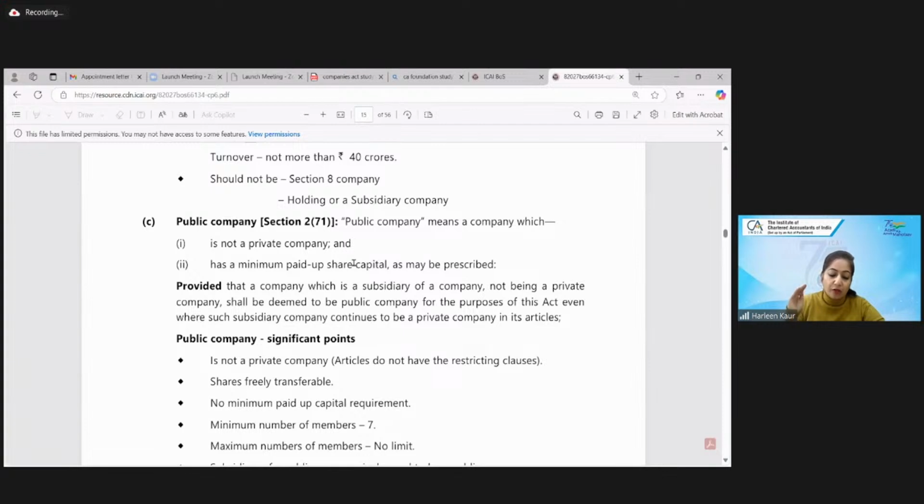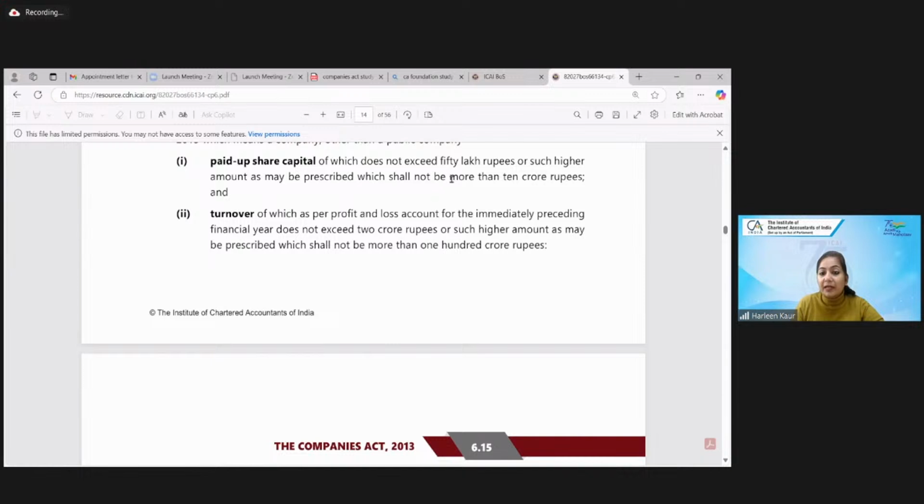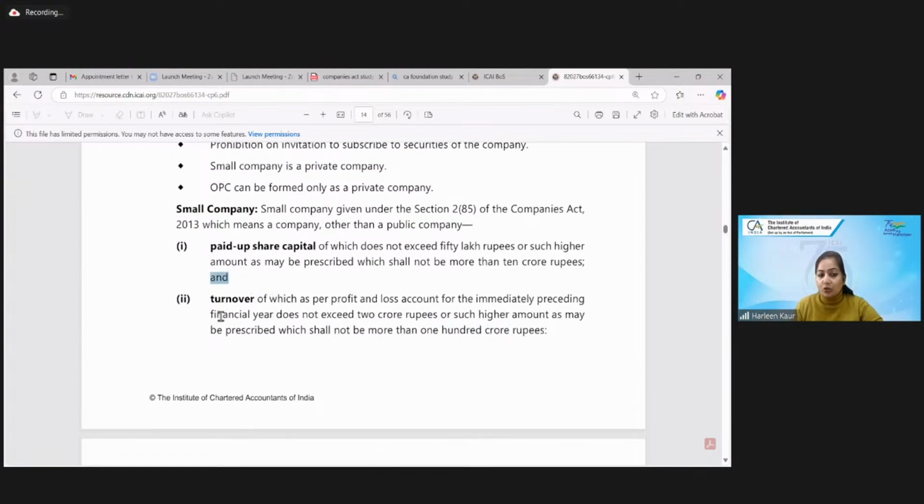Shoaib Ali, the figures of 100 crores and 10 crores which are given over here are the upper limits which the government has given. It means that tomorrow if we want to increase the paid up share capital and the turnover, then we can increase it up till 10 crores and 100 crores. Okay, and this word and has to be seen, children.